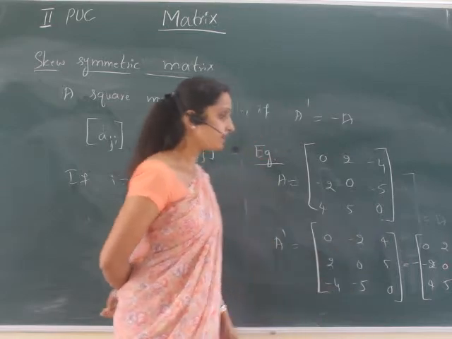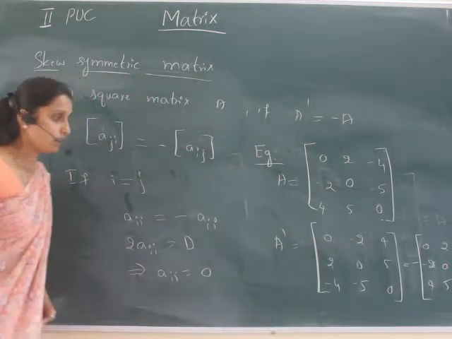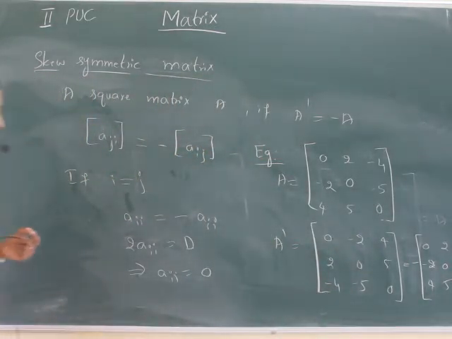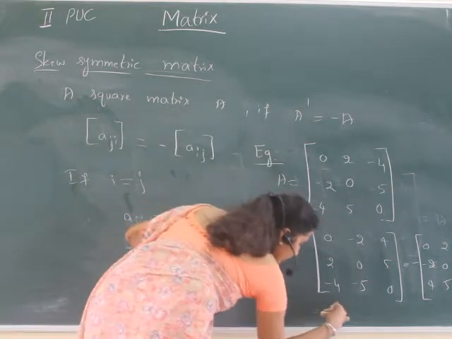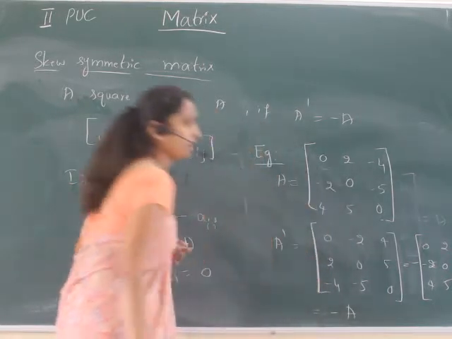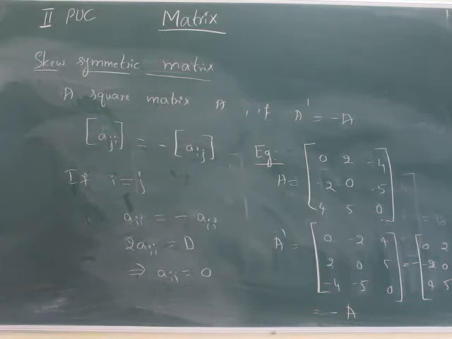So if I take minus outside, we are getting that matrix. So what is that matrix? That matrix is equal to minus of A. Therefore, A transpose is equal to minus A always indicates that the matrix is a skew symmetric matrix.